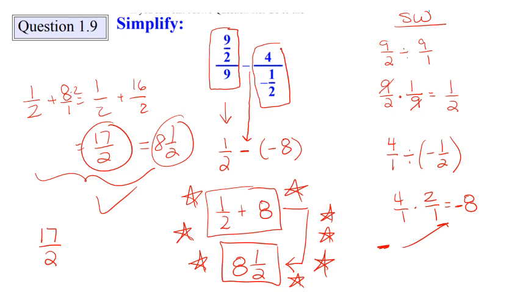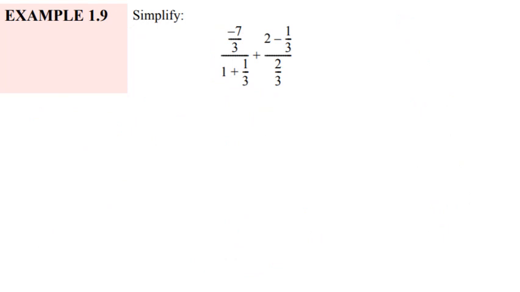Hopefully that was clear. Okay, so we got quite a bit of stuff going on here. So what I'm going to do is I need to figure out this part here first. So in my side work, I'm going to write 1 over 1 plus 1/3. Common denominator is 3. So that's going to be 4 over 3.